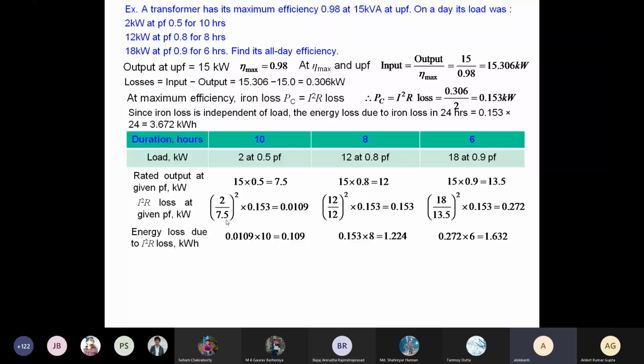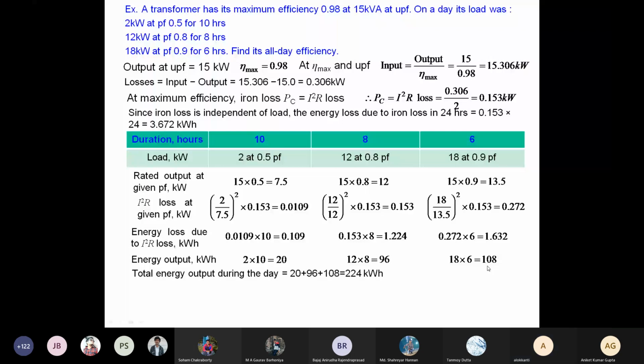Ultimately, the energy output is already very easy. It could be done as 2 into 10, 12 into 8, 18 into 6 in kilowatt hour. So from here you can get the all-day efficiency. The total energy output during the day is basically 20 plus 96 plus 108. The all-day efficiency is output by input, so it is output by output plus losses. So energy due to the I square R loss is this summation, this much kilowatt hour.